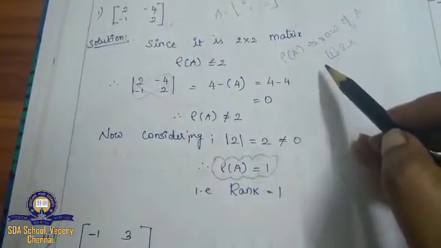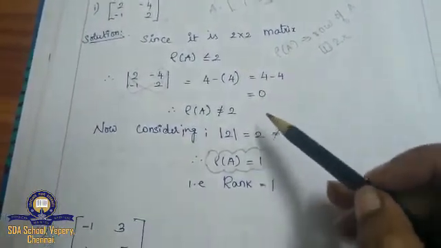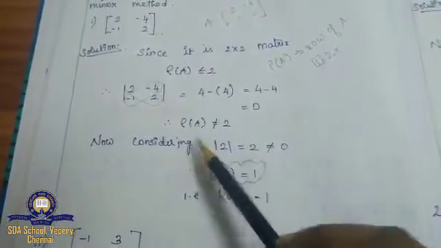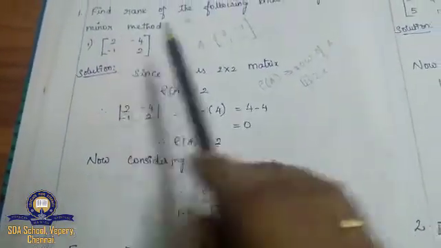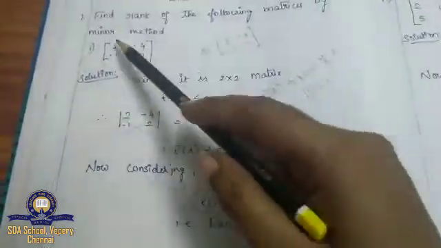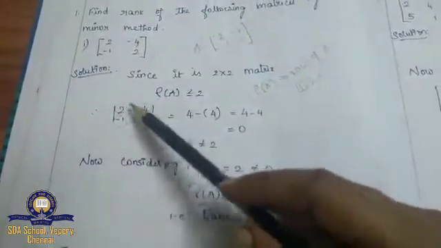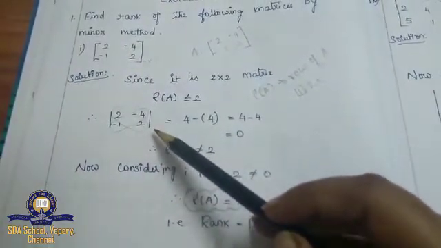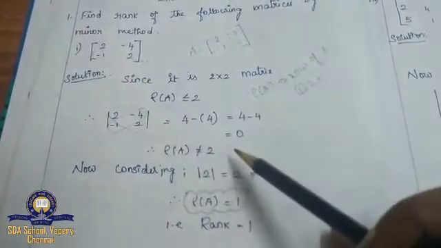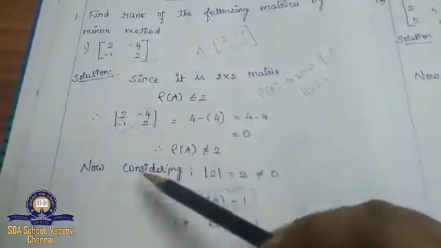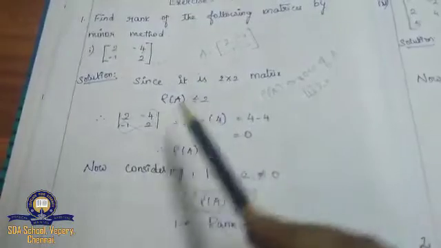So we're going to find out how my rank is 1. For that we need to consider only one determinant. Previously I took all the values, the 4 values of the 2 cross 2 matrix. But since I'm not getting the rank value, you have to take only one element. So what is that?